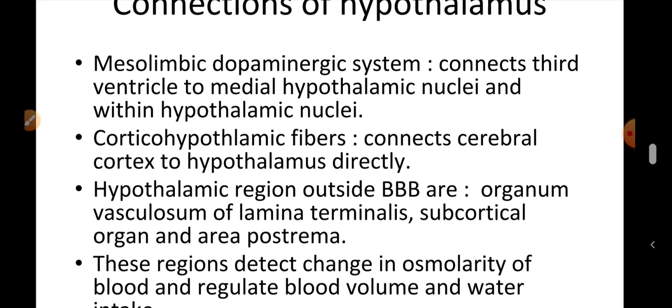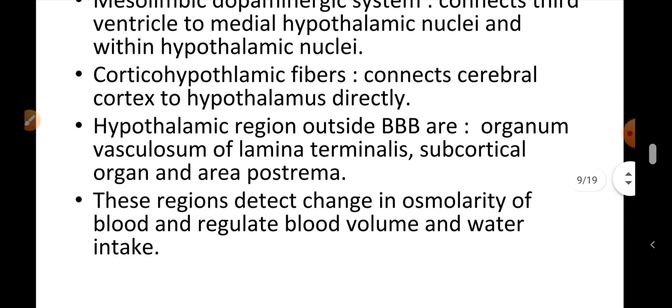Hypothalamic regions outside the blood-brain barrier: these are the organum vasculosum of the lamina terminalis, the subfornical organ and the area postrema. So these are the hypothalamic regions which are present outside the blood-brain barrier. These regions detect changes in osmolarity of blood and regulate blood volume and water intake.